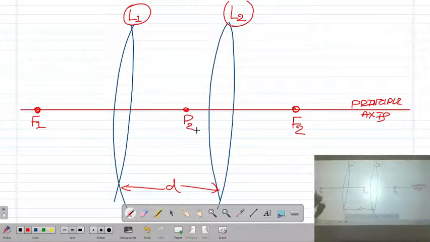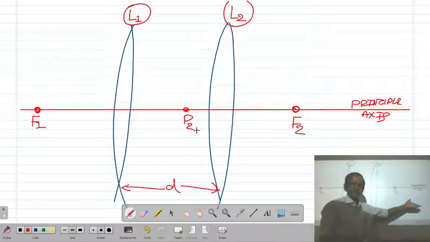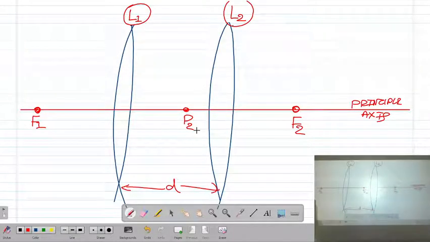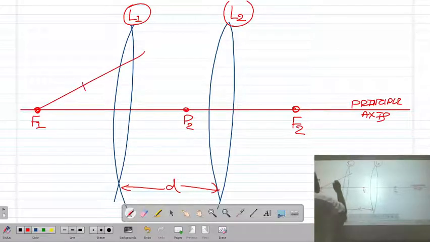So we now have 3 points. F1 is the first focal point on the left hand side of the optical system. F2 is the second focal point on the right hand side of the optical system. P2 is the second principal point we have just defined. Now, if I consider a ray of light F1S, it is the incident ray.